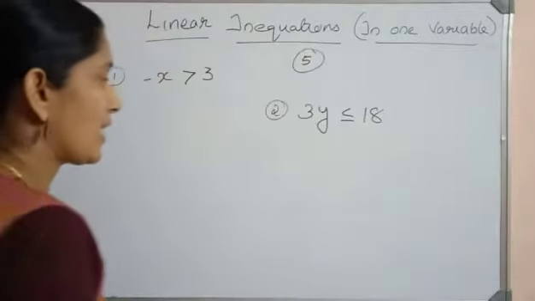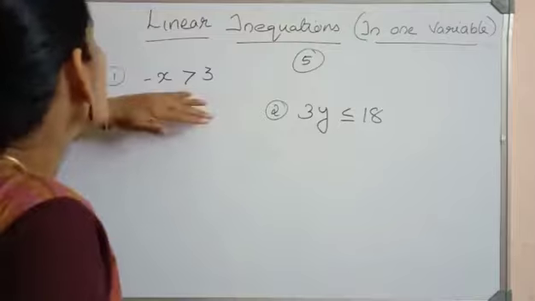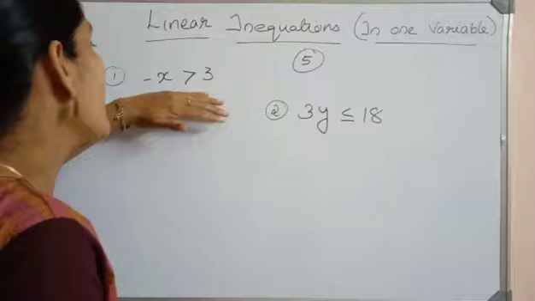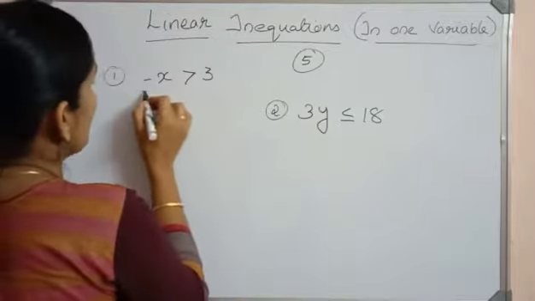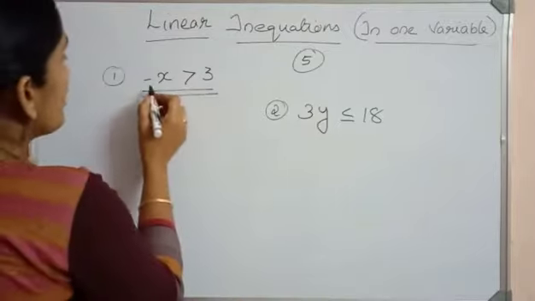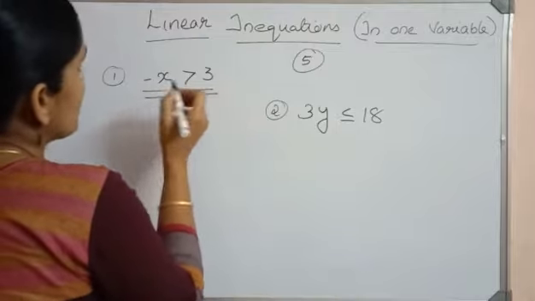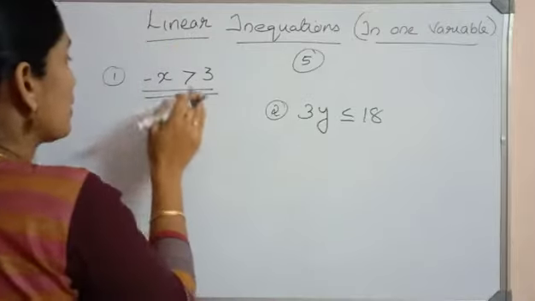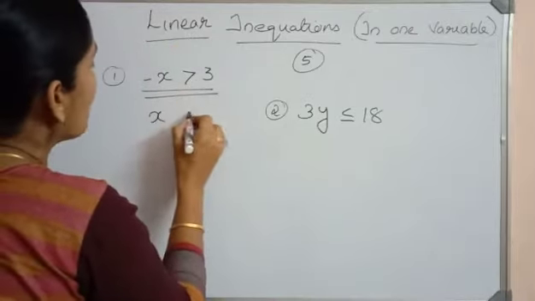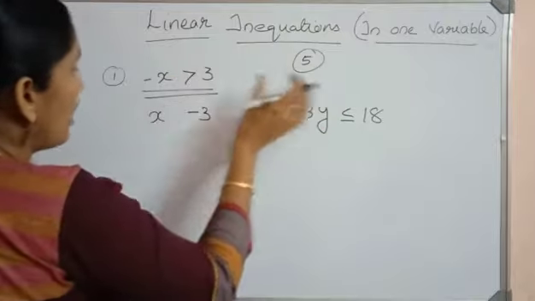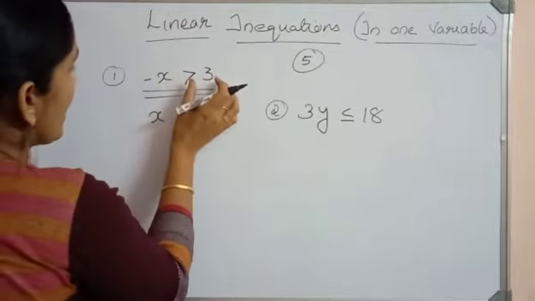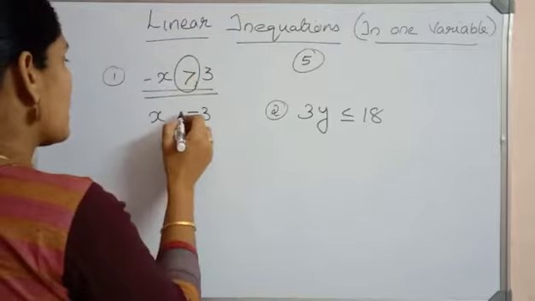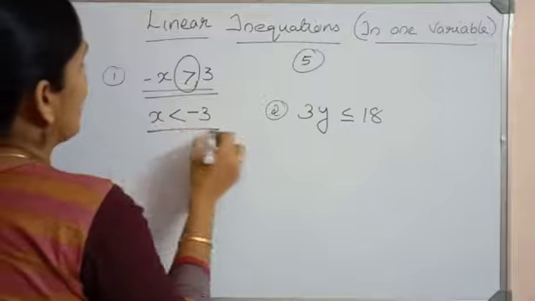Rule 5 says that when the sign of each term of the inequation changes, then the sign of inequality gets reversed. So consider this linear inequation: minus x is greater than 3. When you are changing the sign of both the terms of this inequation, this changes to x and minus 3. As per this rule, whenever the sign on both sides changes, the sign of the inequality gets reversed. So this becomes x less than minus 3.